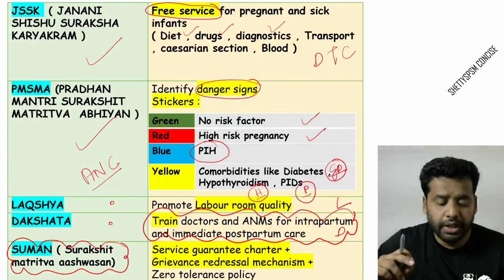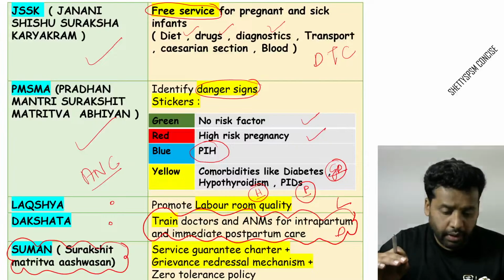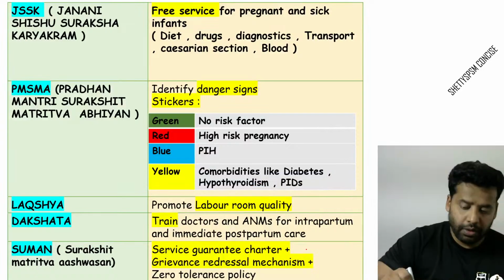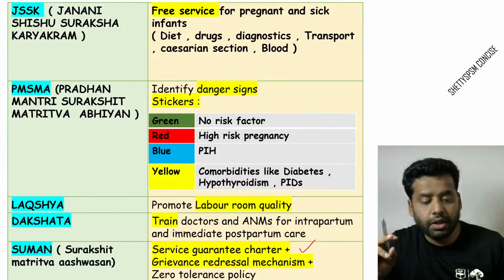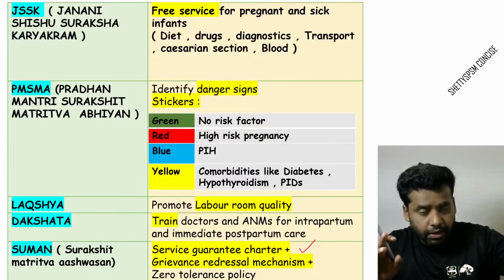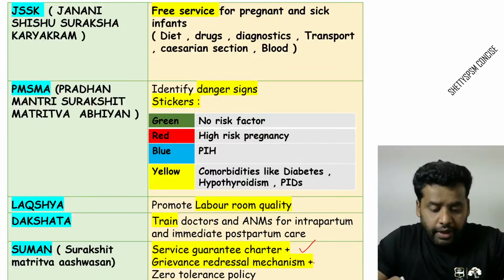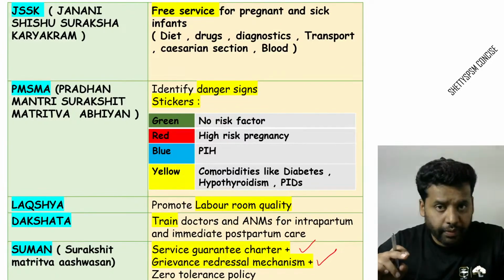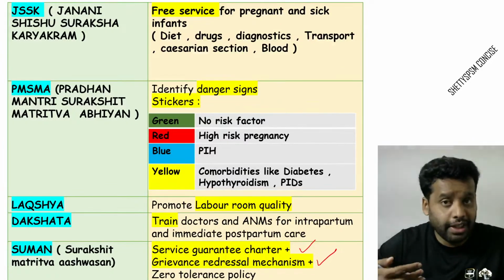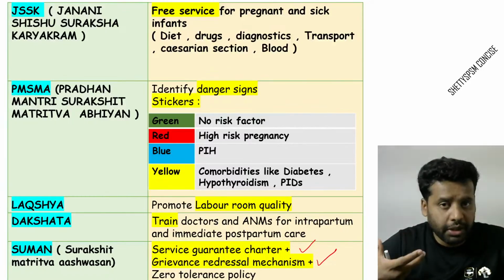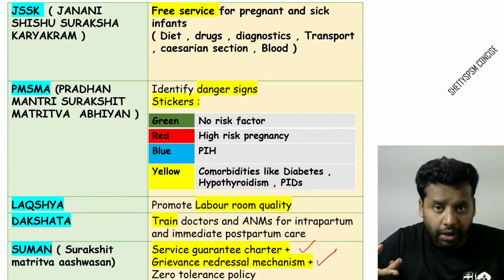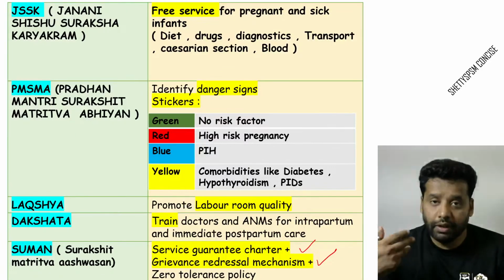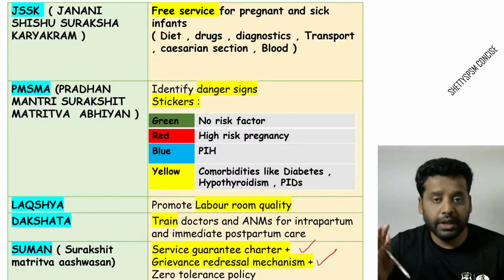That service has to reach the pregnant woman and child. The service guarantee charter has to be displayed on the hospital notice board. These are the services you are supposed to get, displayed in the hospital. And a grievance redressal mechanism is there. If you go to a hotel, they will display the menu, idli, vada, sambar and all. If it is not given, you have the right, because the awareness is created beforehand. You have to get this.